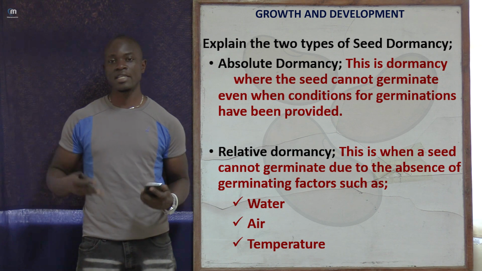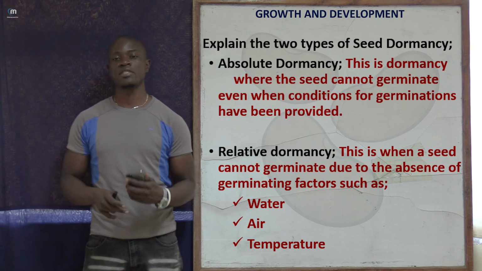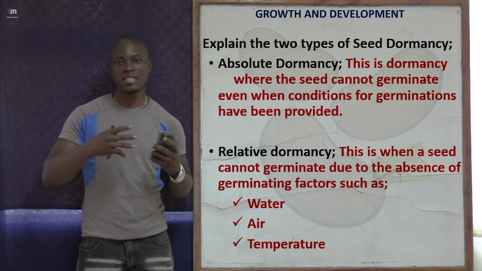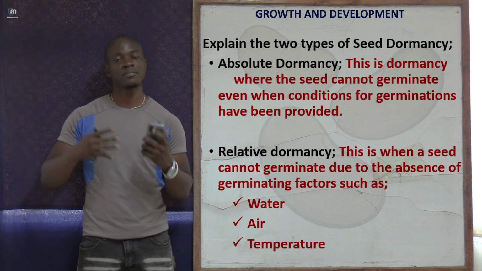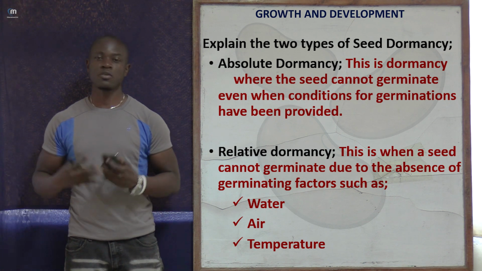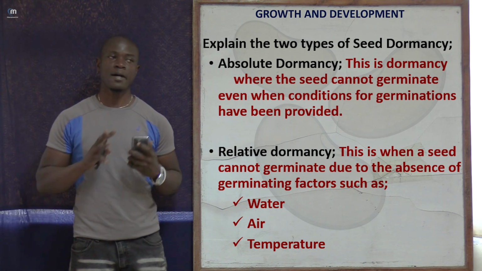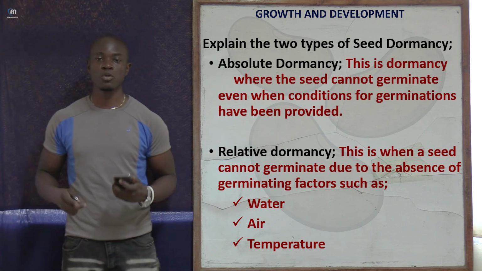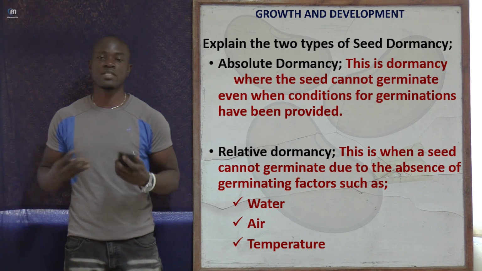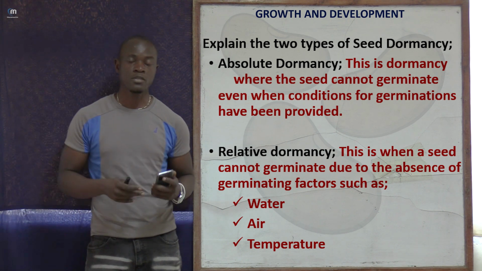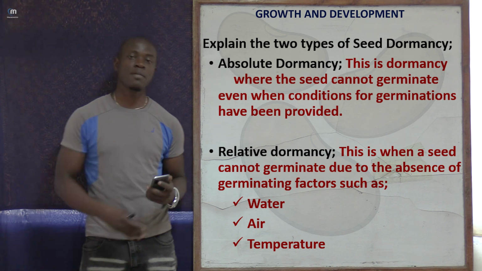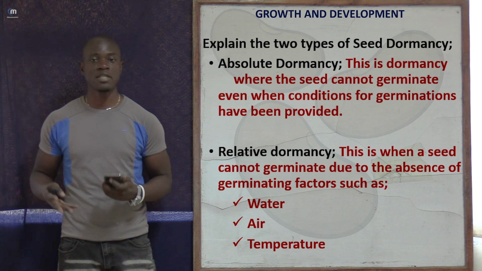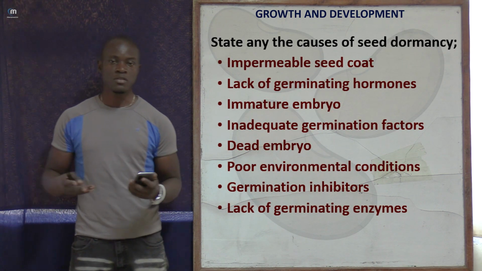But what about relative dormancy? In relative dormancy, a seed cannot germinate due to the absence of germinating factors such as water, air, and temperature. So relative dormancy mainly deals with things which we can find in the environment to assist the seed to facilitate the process of growth. So that's the difference between relative dormancy and absolute dormancy, which are the two types of dormancy that we studied in Form 3. So on to the next question.